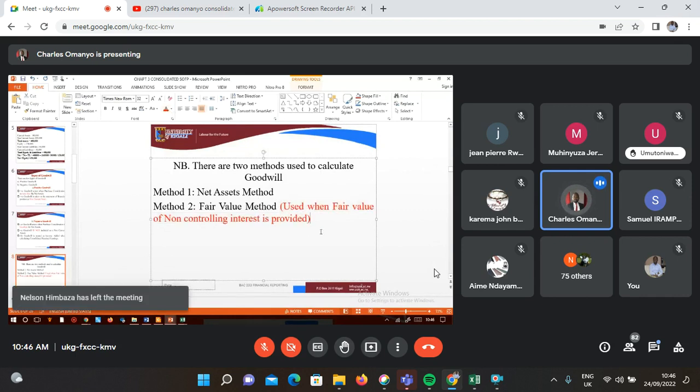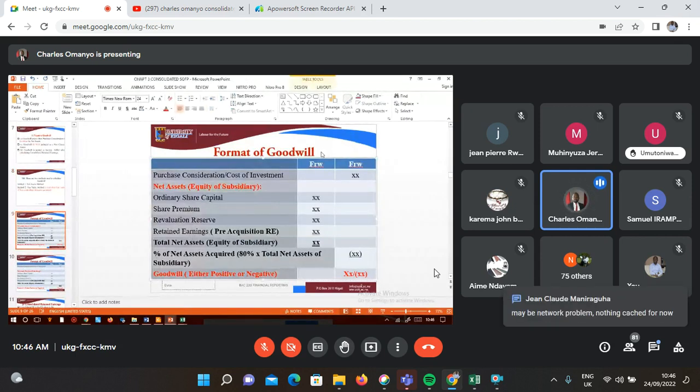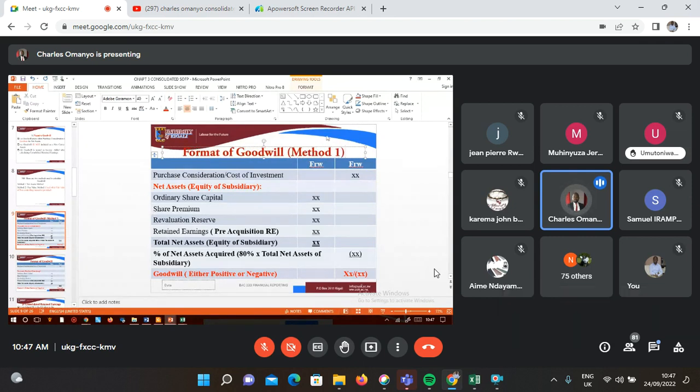It's normally the most common one. The examiner wants to know if you can use the fair value or not. So when do we use method two? It is used when the fair value of non-controlling interest is provided. If it is not provided, it is impossible to use the second method. So how do we calculate goodwill? I'll start with the format of goodwill, in method one. I hope I'm clear. There are two methods.